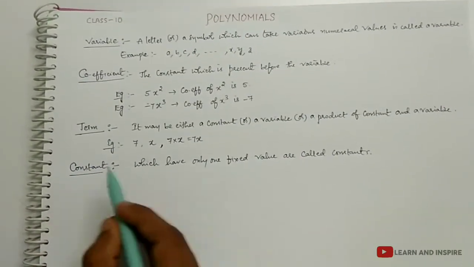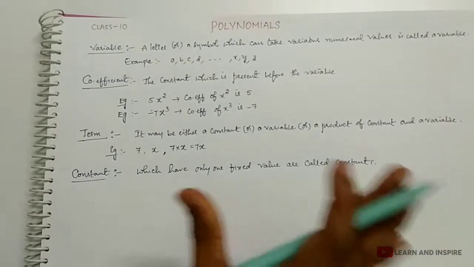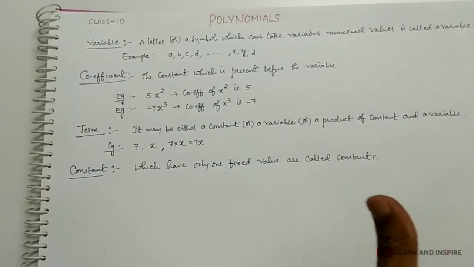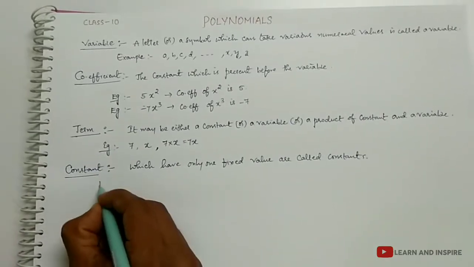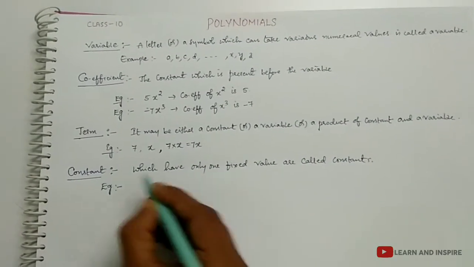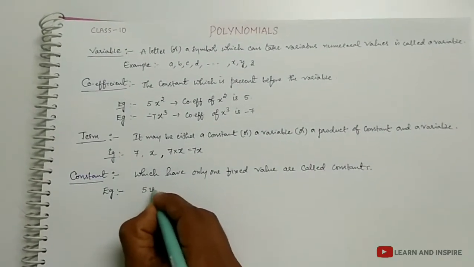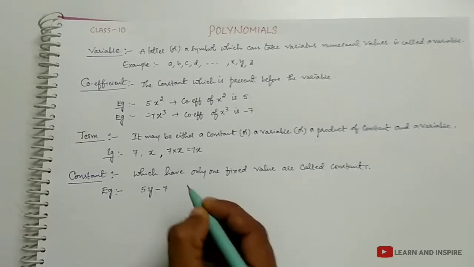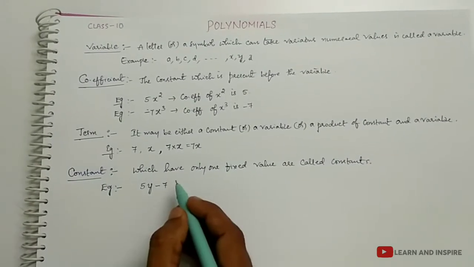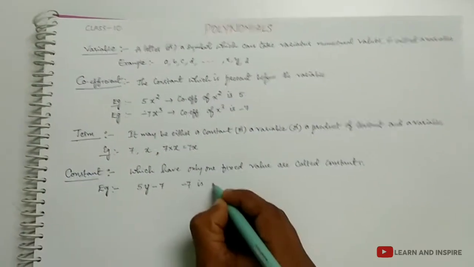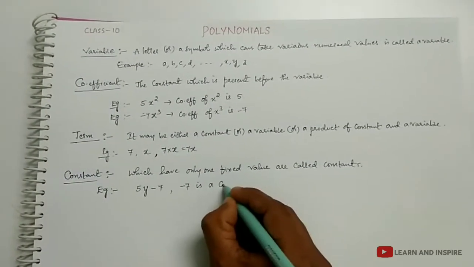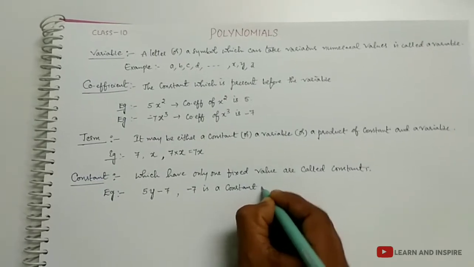Okay, so constants are nothing but quantities which have only one fixed value. The value doesn't change, so they are called constants. Let us see one example based on this. For example, 5y minus 7. What is the constant here? Minus 7 is a constant.